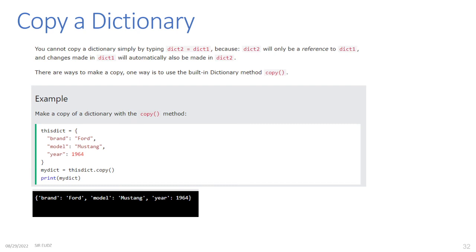One way is to use the built-in dictionary method copy. So make a copy of a dictionary with the copy method. So this dict, we have the brand, Ford, etc. My dict equals this dict dot copy. That means that this will be copied to a new dictionary, because again, simple assignment will not really create a new dictionary. They will just be referring to the same dictionary. If you print my dict, we have this output. And if you make changes to this dict, it will not affect this one. But the name of this dictionary is quite funny.